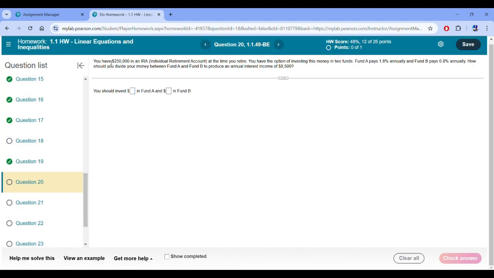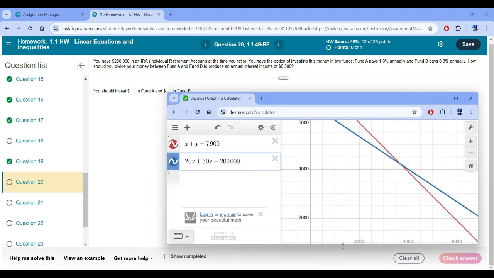All right, question 20. You have $25,000 in an IRA at the time you retire. You have the option of investing the money in two funds. Fund A pays 1.8% annually and Fund B pays 6.8% annually. How much should you divide your money if you want to produce an income of $8,500? So the way that I'm going to do this one, I'm going to go back to Desmos.